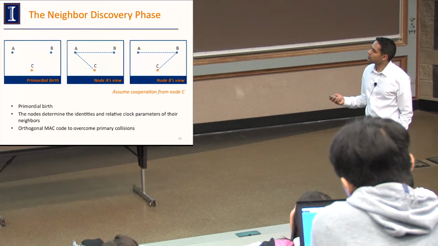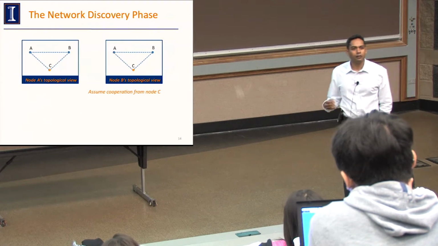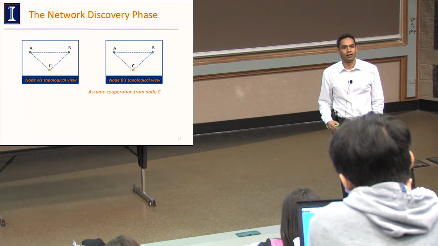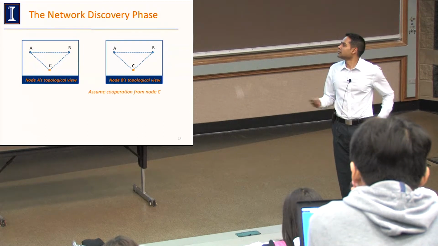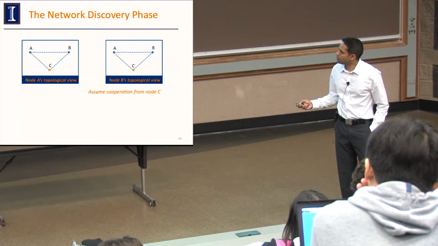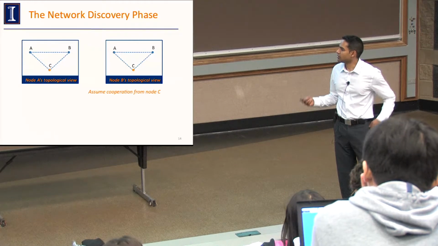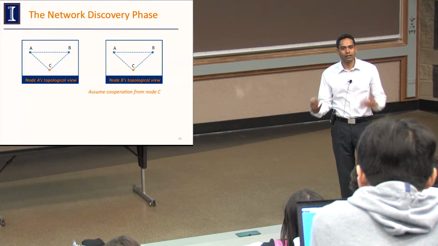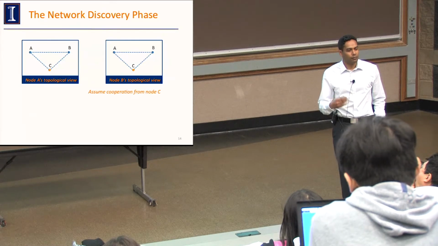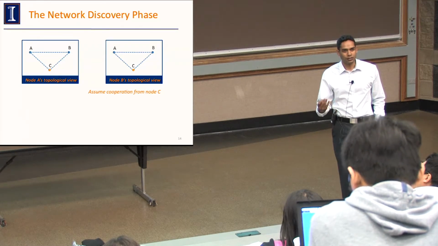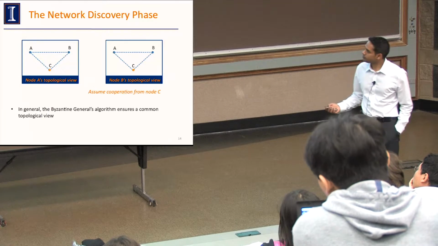And also keep in mind that nodes A and B are not synchronized, but yet they have to communicate with each other. So we need a sort of mechanism that allows these nodes to communicate with each other, even though they may encounter collisions, packet collisions, and so forth.